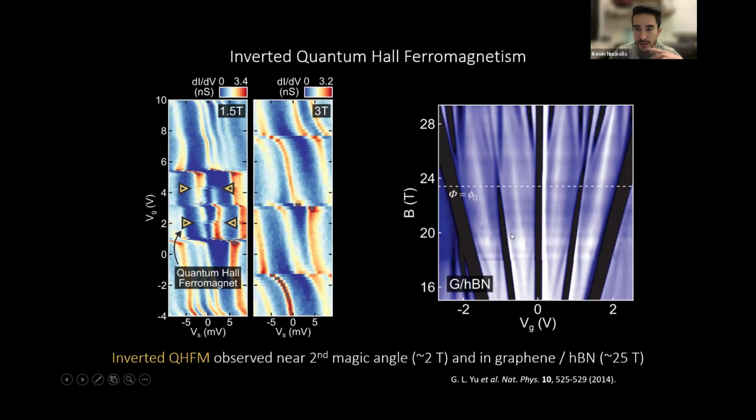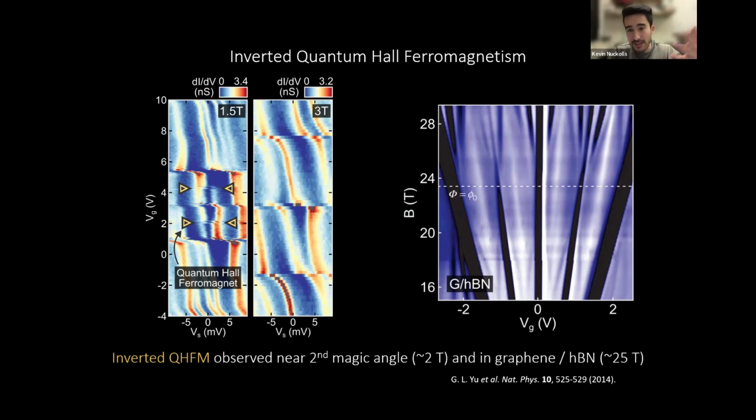So these are compressibility experiments from the Manchester group that showed that these single particle gaps in the spectrum persist beyond 1 flux per unit cell, but the correlation-driven quantum Hall ferromagnetic gaps can be persistent at low fields, and then they can lessen or close as a function of increasing magnetic field.